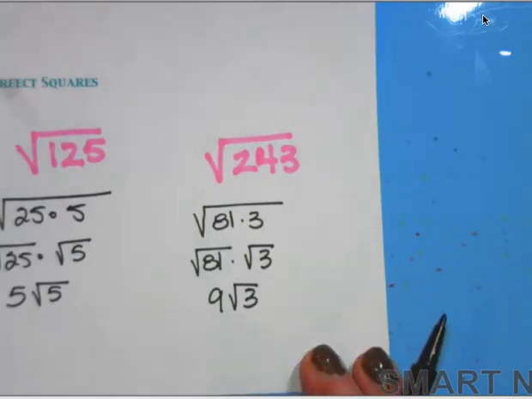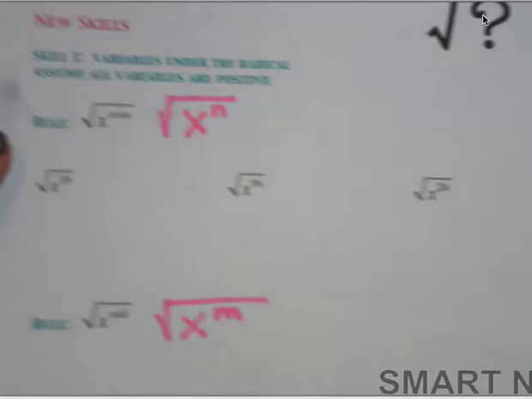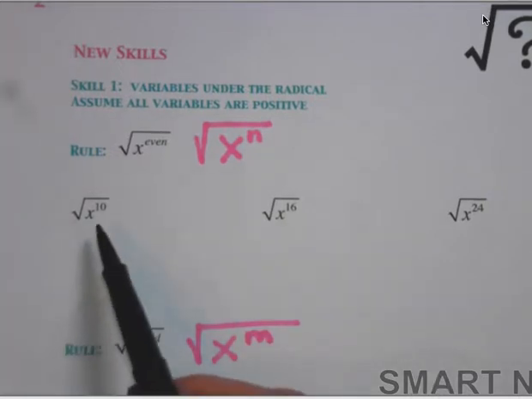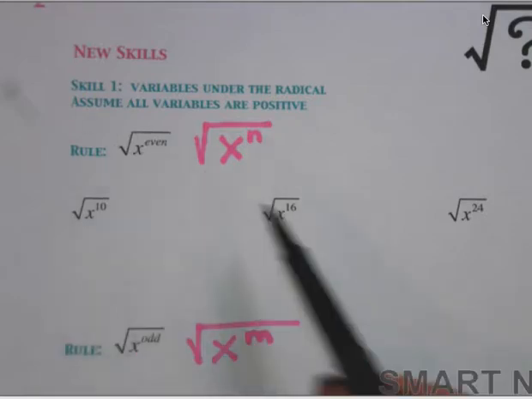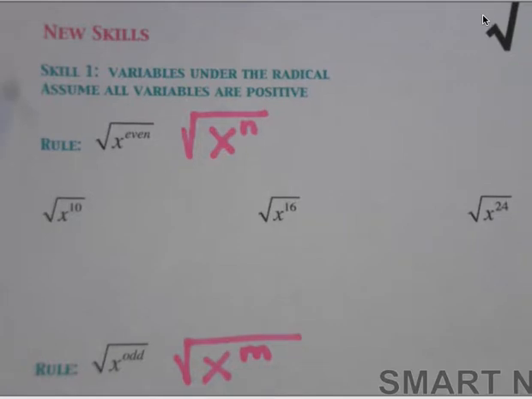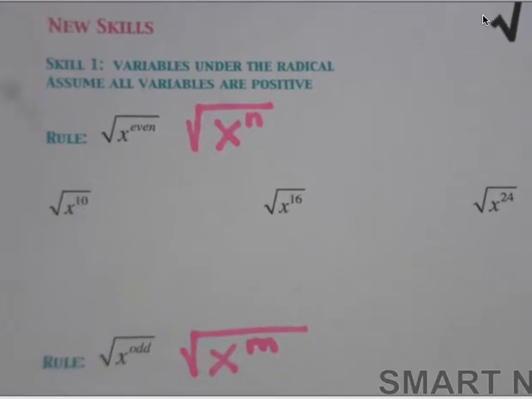Now let's move to a new skill. Moving to page number 2 in your notes. The first new skill is going to be dealing with variables raised to powers underneath the radical. I would like to break a few of these down before we make the rule. So I'm going to show you what this is, and as I'm doing it, you're probably going to figure out what the rule is as we move along.